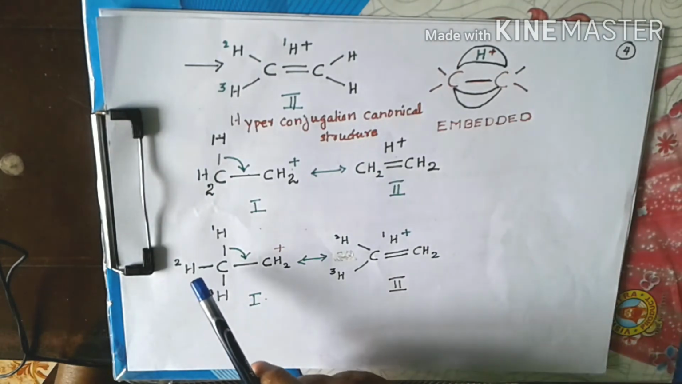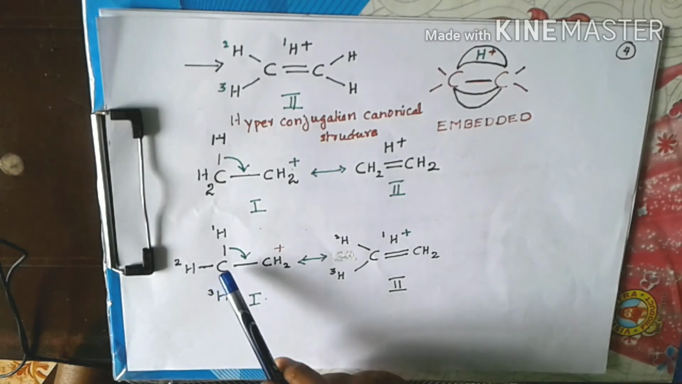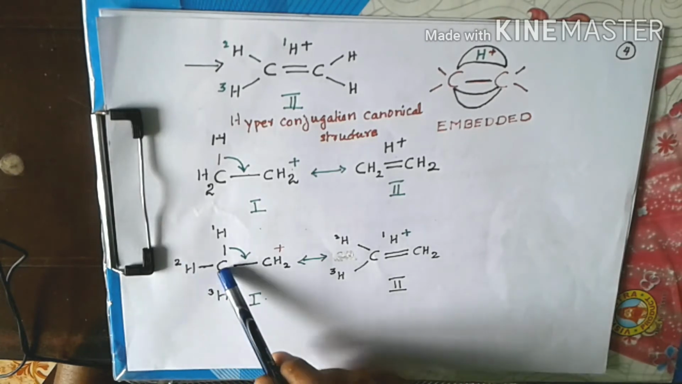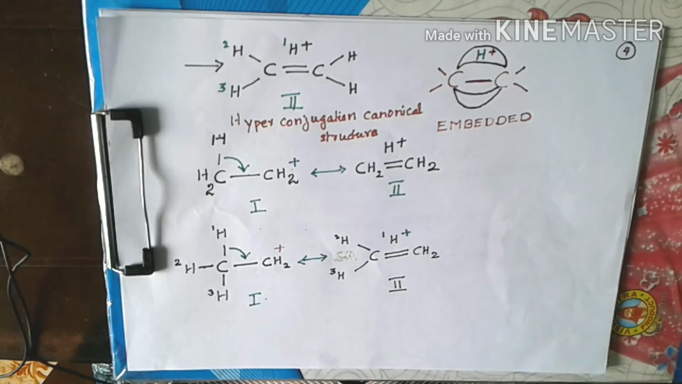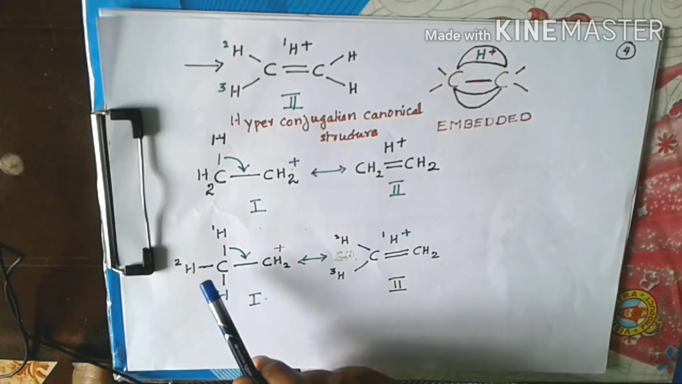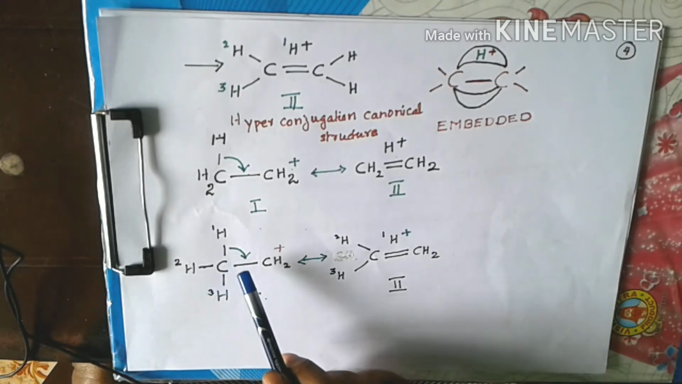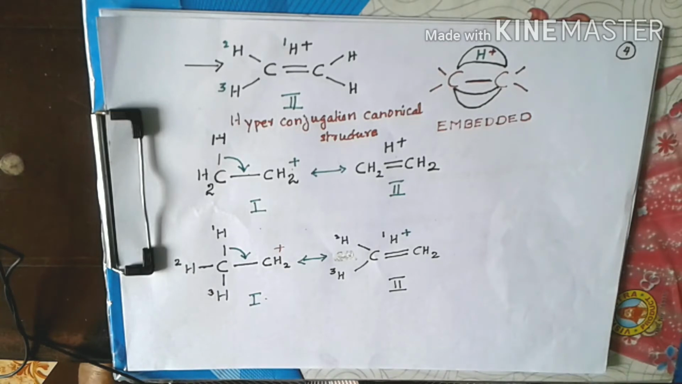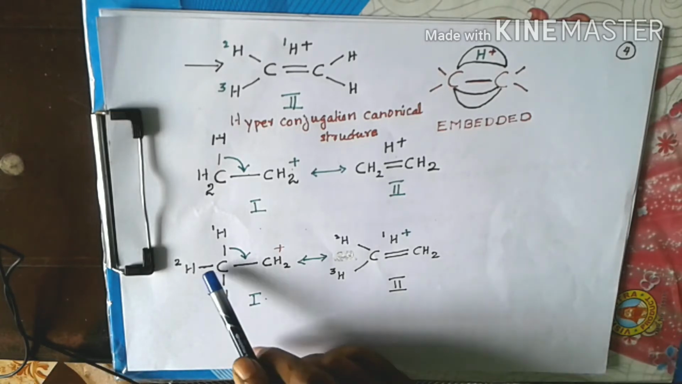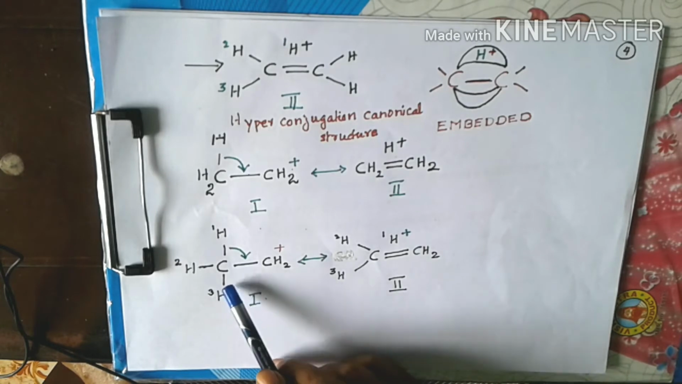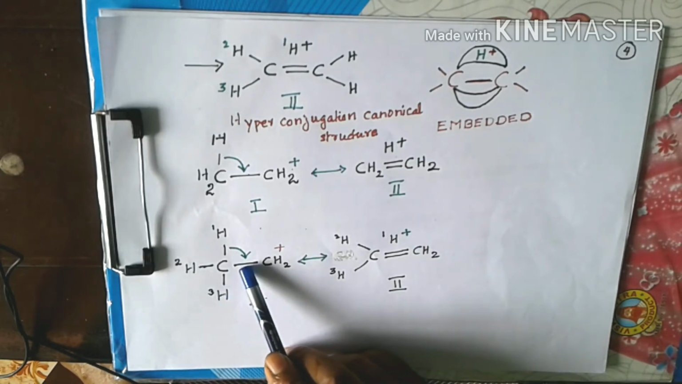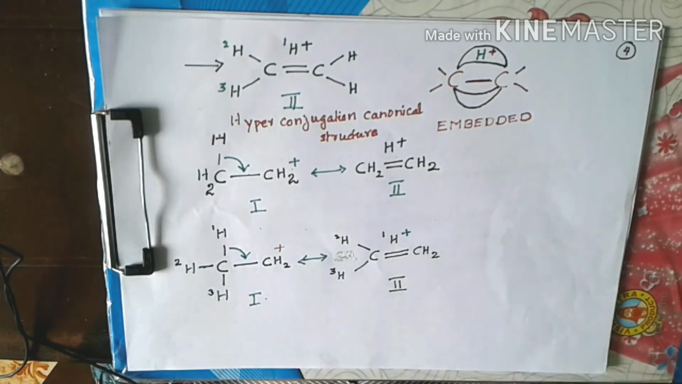Now there are two other C-H bonds, C-H2 and C-H3. These two C-H bonds also can undergo similar changes. So this C-H bond can shift in this direction, and this C-H bond can shift in this direction, giving two other structures.